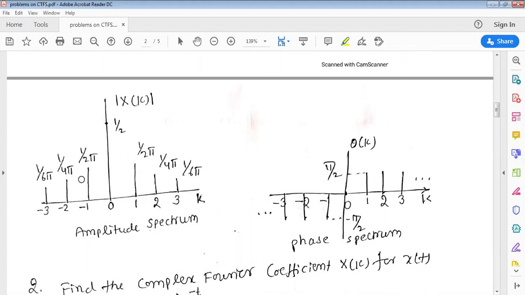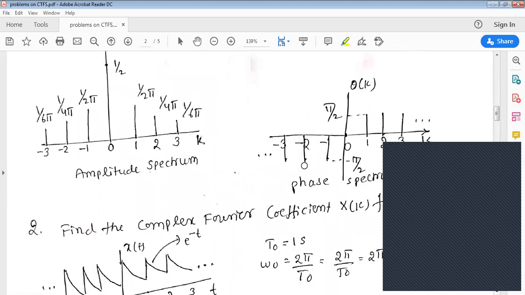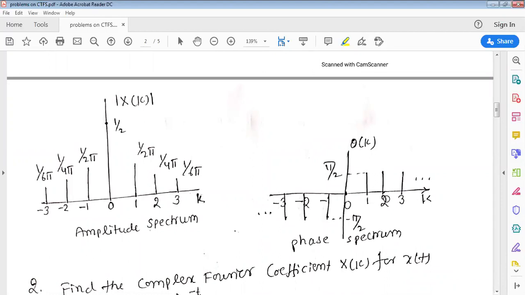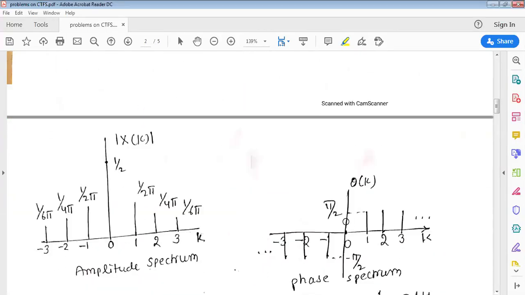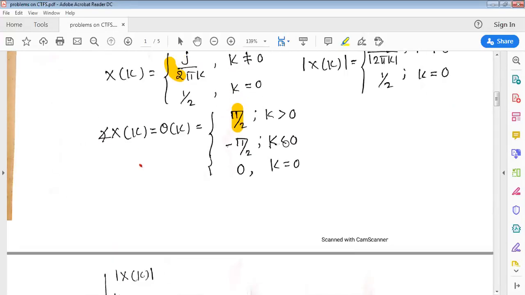Same way, the magnitude is symmetric because we have taken the absolute value. Otherwise, it will become minus and plus. So whatever you get on the right hand side, the same plot you are going to get on the left hand side. Similarly, the angle also. What is the value of this angle? See here, when k is greater than 0, it is plus pi by 2. So k equal to 1, 2, 3, it is plus pi by 2. At k equal to 0, it is 0. So it is shown as a dot at k equal to 0. At k less than 0, the angle will become minus pi by 2.